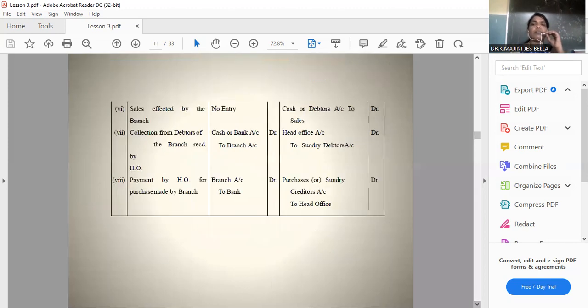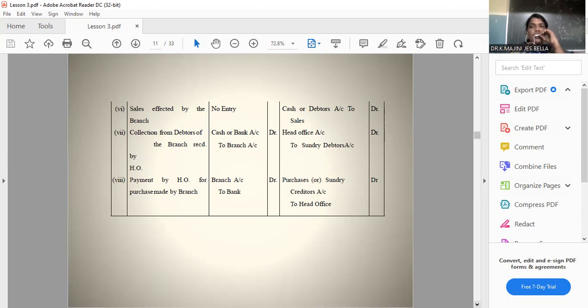Okay. So then the next transaction is sales effected by the branch. Now, here no entry in the books of head office. But in the case of branch office, cash or debtors account debtor to sales account.